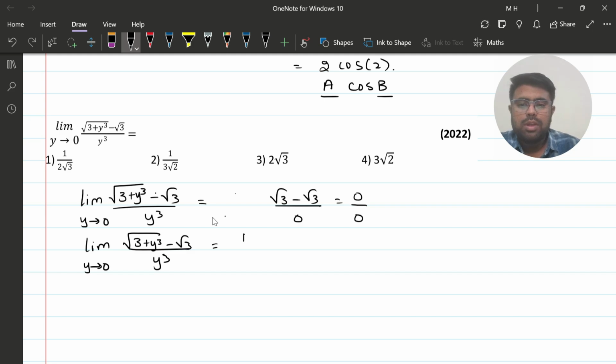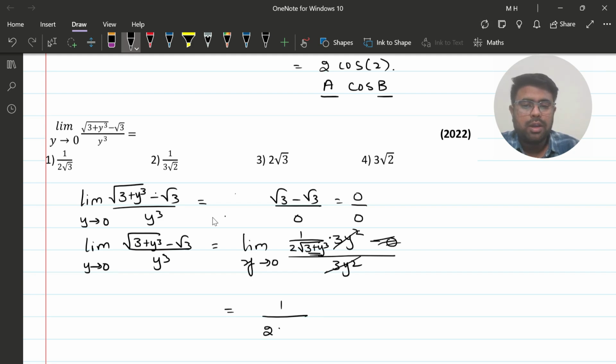So this is equal to the limit of, if I differentiate root(3 plus y cube), it is going to be 1 by 2 root x, that is 1 by 2 root(3 plus y cube), right? Into the derivative of 3 plus y cube, which is 3y square, minus the derivative of root 3, which is 0, divided by the derivative of y cube, which is 3y square. This 0 is obviously gone, and 3y square and 3y square will get cancelled out as y tends to 0. So if I put y equal to 0, I am going to get 1 by 2 root 3 plus 0, which is equal to 1 by 2 root 3. So therefore it must be option A. It is 1 by 2 root 3.